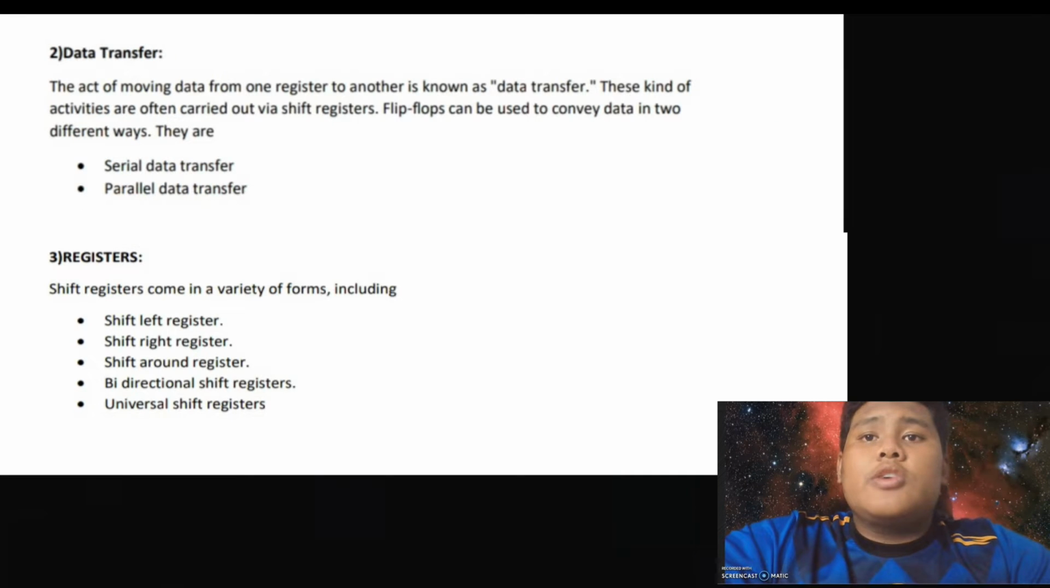Second is data transfer. The act of moving data from one register to another is known as data transfer. That kind of activity is often carried out via shift registers. Flip-flops can be used to convey data in two different ways. The first one is serial data transfer, and the second one is parallel data transfer.